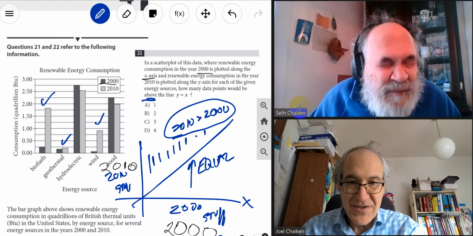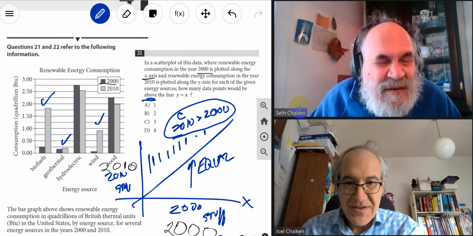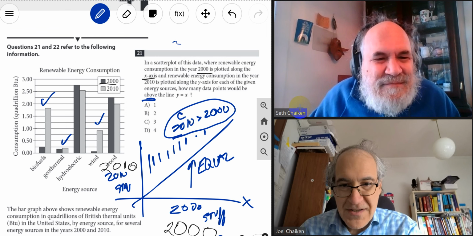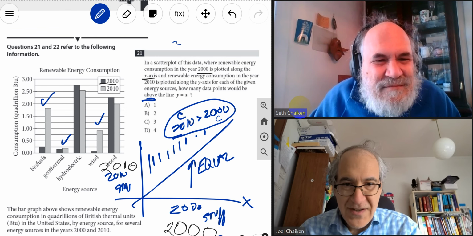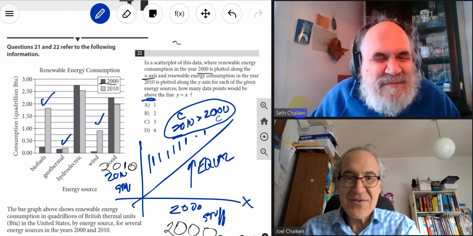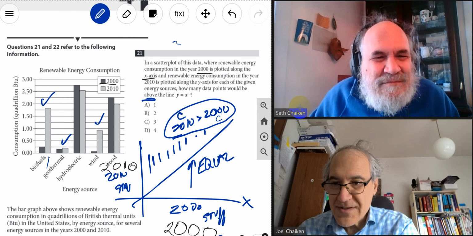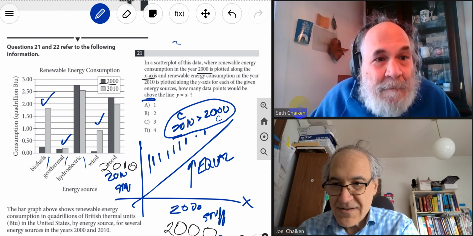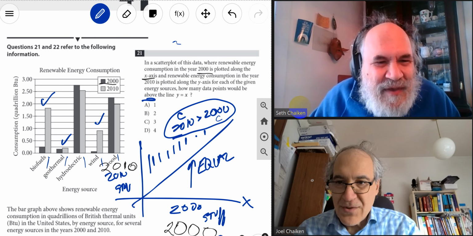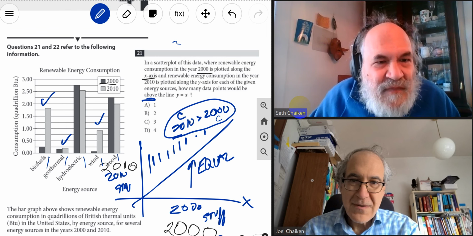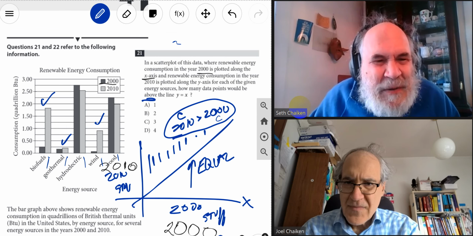The 2000 consumption, C for consumption. Seth likes when I use smaller things. The 2010 consumption is greater than the 2000 consumption. So you just look at the chart. You got to be careful. In the 2010, it looks like three of them, right? Biofuels, geothermal, and wind. Yeah, 3. So the answer is 3.